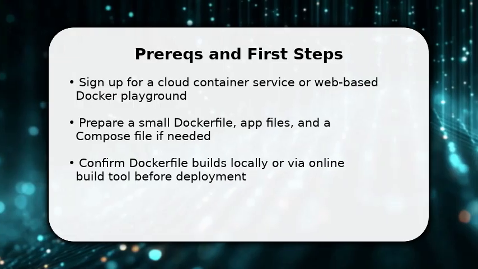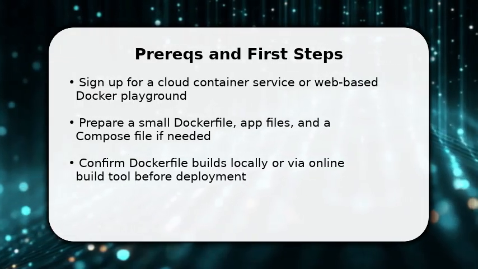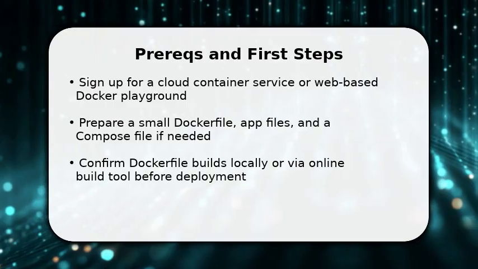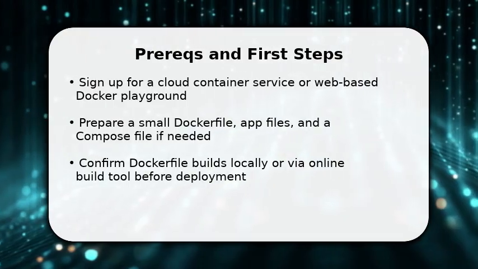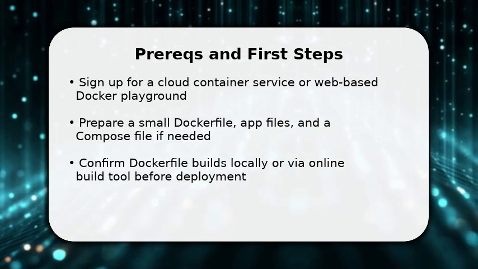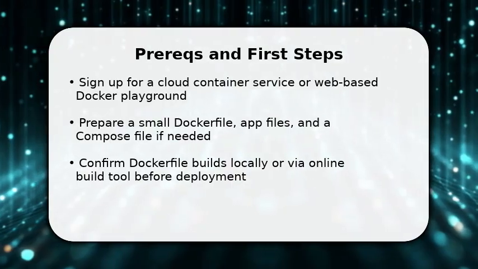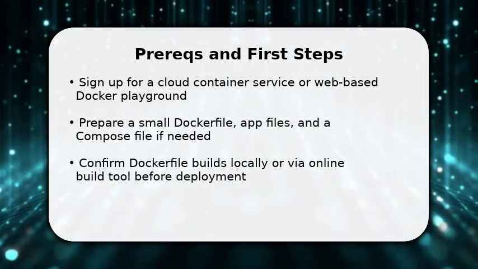You perform an initial build now to validate syntax and dependencies. If the build fails, iterate on the Dockerfile locally or in the editor until it completes successfully. You trigger the online build and follow the logs closely to spot missing packages or permission issues. Resolve those in the Dockerfile and rebuild.